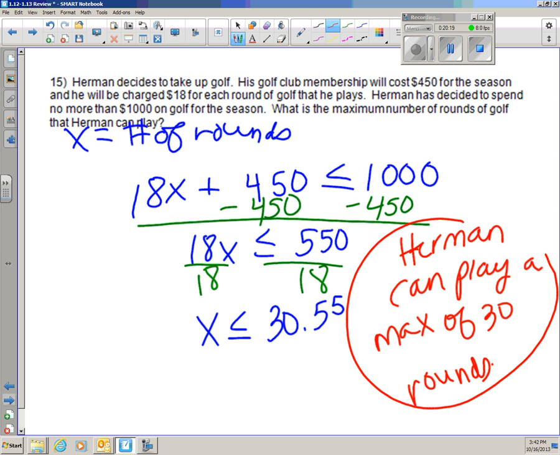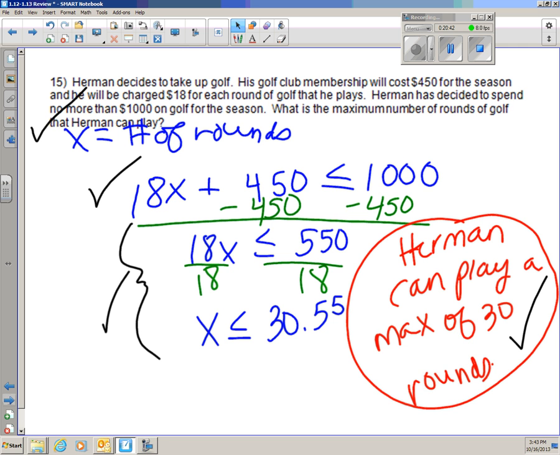All of this work I'm showing you, you need to show too. You need to make sure that you define the variable. You need to make sure that you set up an algebraic equation. You need to make sure that you solve this algebraic equation. And you need to make sure that you label your answers appropriately. All of this has to be shown for full credit. Two more to go.